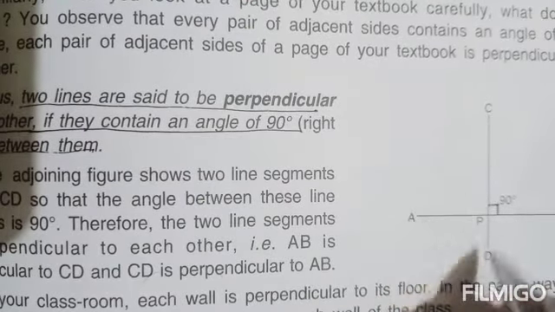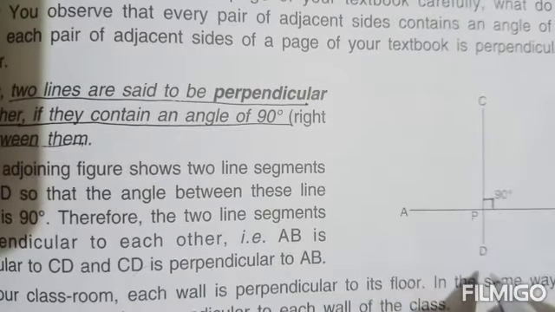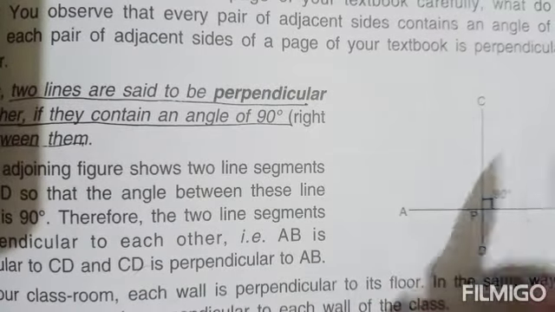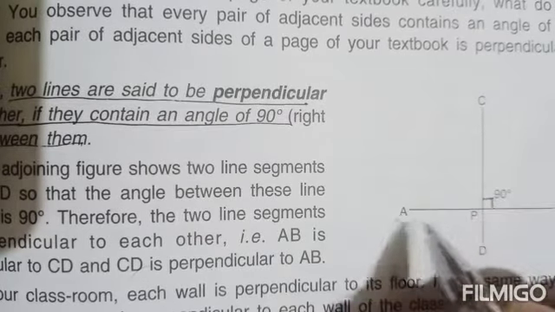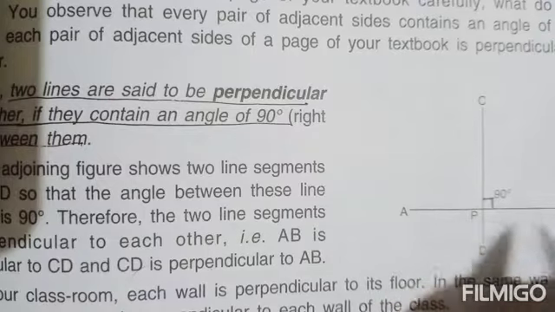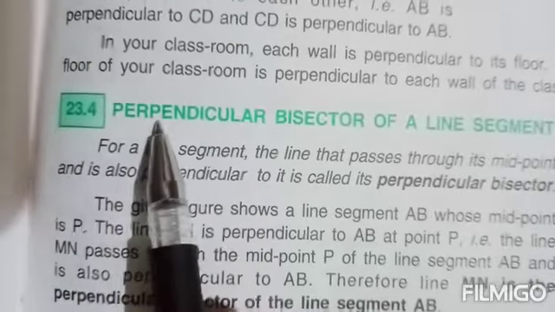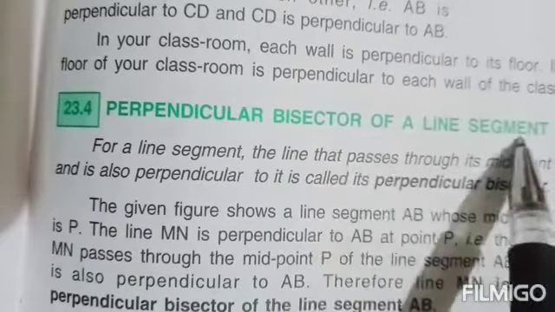ഓക്കെ, CD is the perpendicular of line AB, then AB is the perpendicular of CD. ഓക്കെ, to each other, അങ്ങോട്ടും ഇങ്ങോട്ടും പെർപെൻഡിക്കുലർ ആയിരിക്കും. ലൈൻ AB എന്ന് പറയുന്നത് CDയുടെ പെർപെൻഡിക്കുലർ, ലൈൻ CD എന്ന് പറയുന്നത് ABയുടെ പെർപെൻഡിക്കുലർ. ഓക്കെ, നെക്സ്റ്റ്, perpendicular bisector of a line segment.